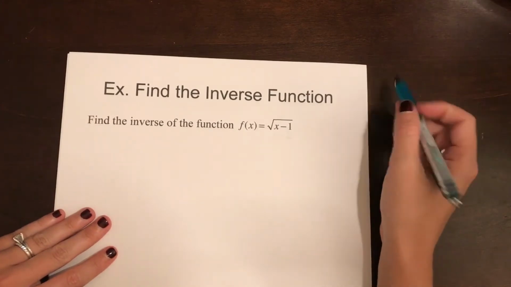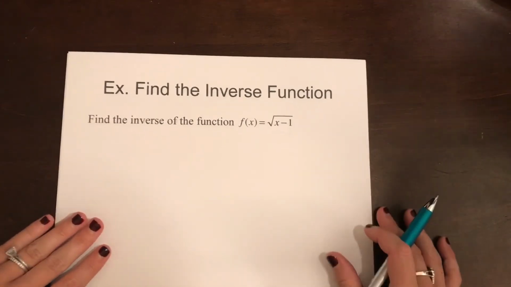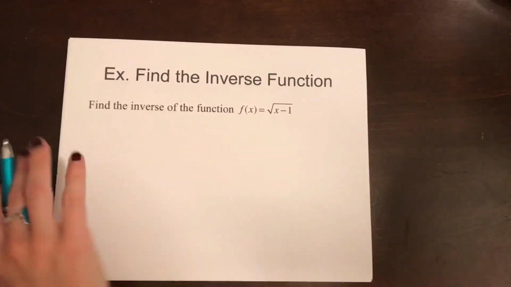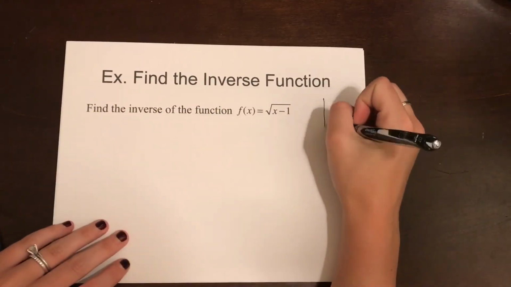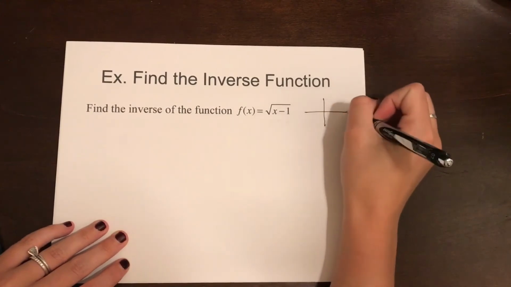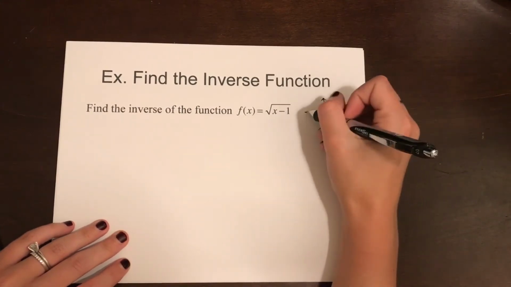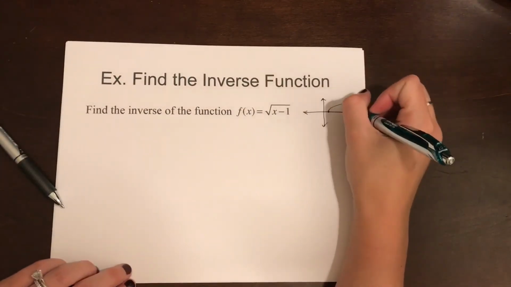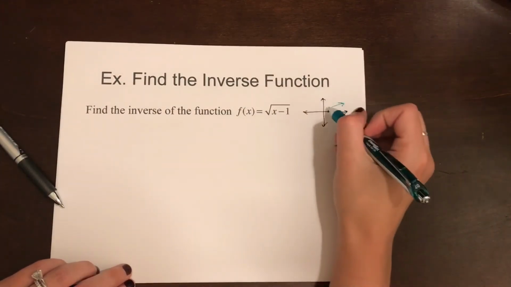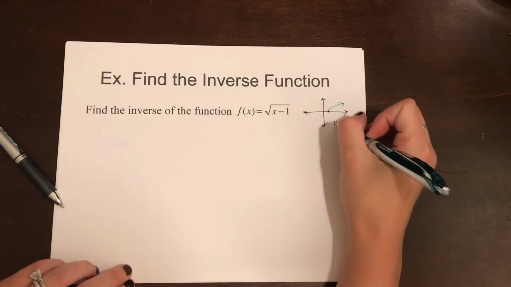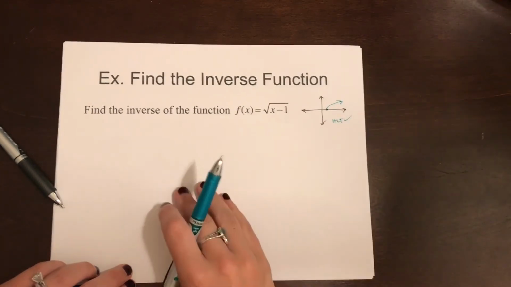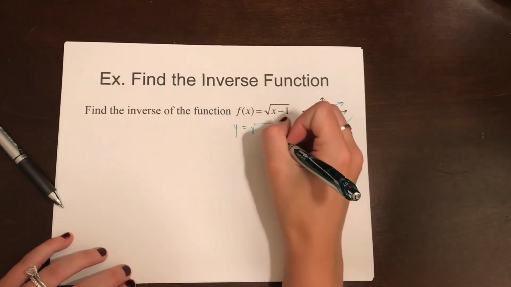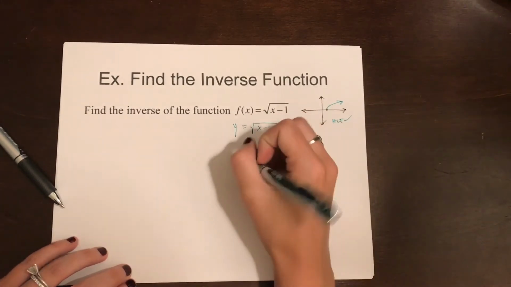Okay, so our function f of x equals the square root of x minus 1. I'm just going to do a quick sketch. So that's the square root of x shifted to the right 1 unit. Okay, one-to-one function, it would pass the horizontal line test. Okay, so I'm going to write this as y equals the square root of x minus 1.